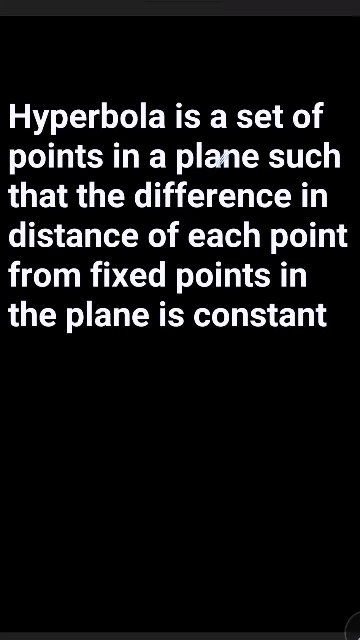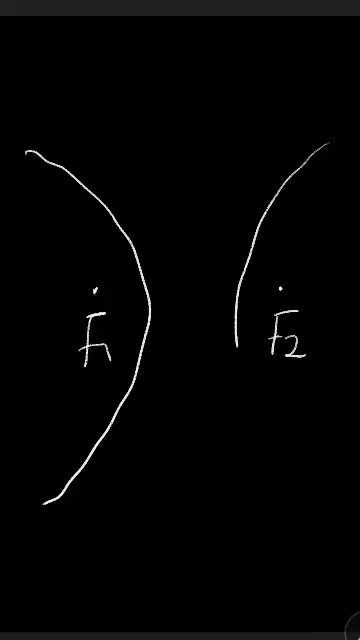A hyperbola is a set of points in a plane such that the difference in the distance of each point from two fixed points in the plane is constant. How do I mean? Let's say we have a point here, I call it F1, and another point I call F2. So look at this point F1, and look at this point F2. And this is the hyperbola.